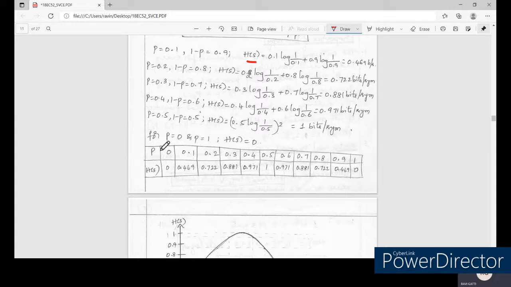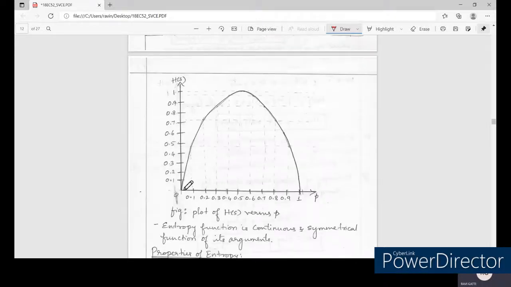So I need to plot h of s as a function of p. If I plot this, this is the graph you will be getting. Initially, as the probability increases, the value of h of s also increases.